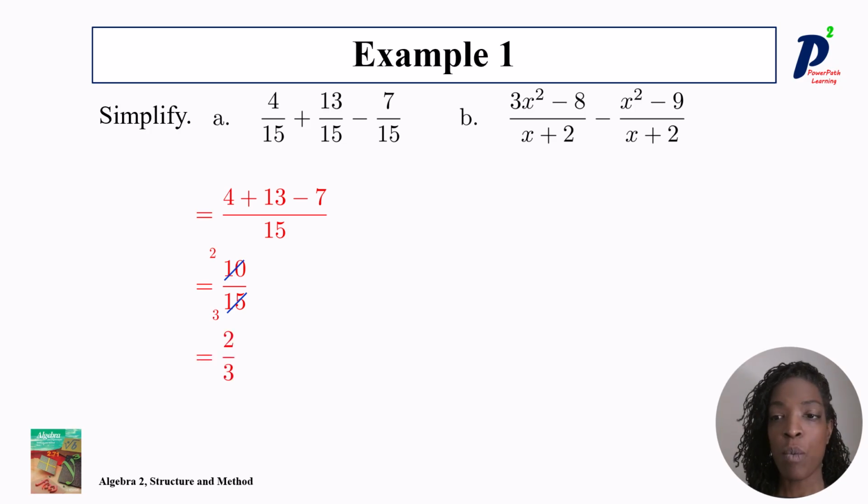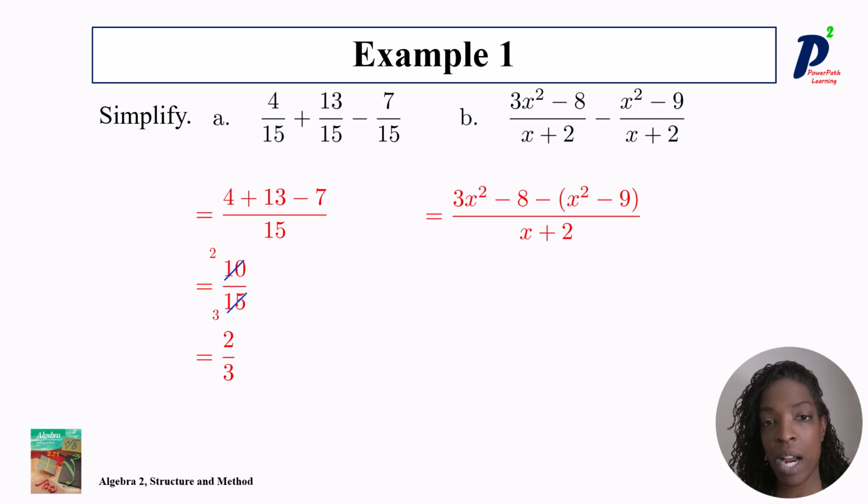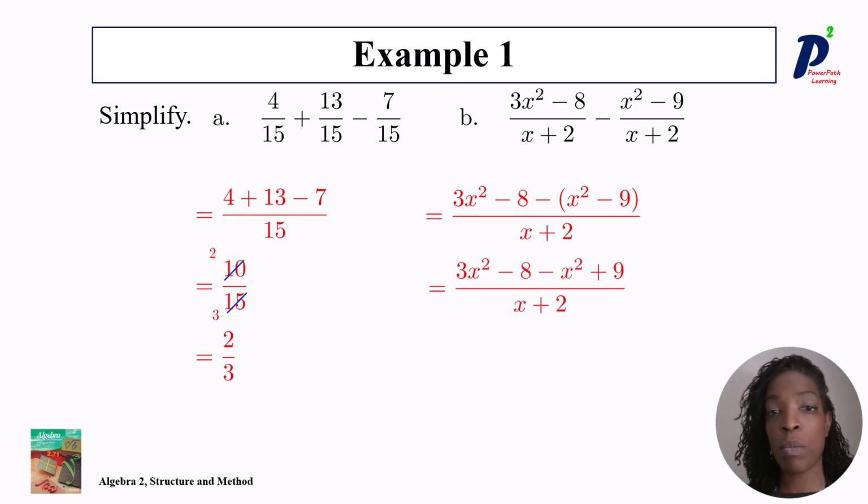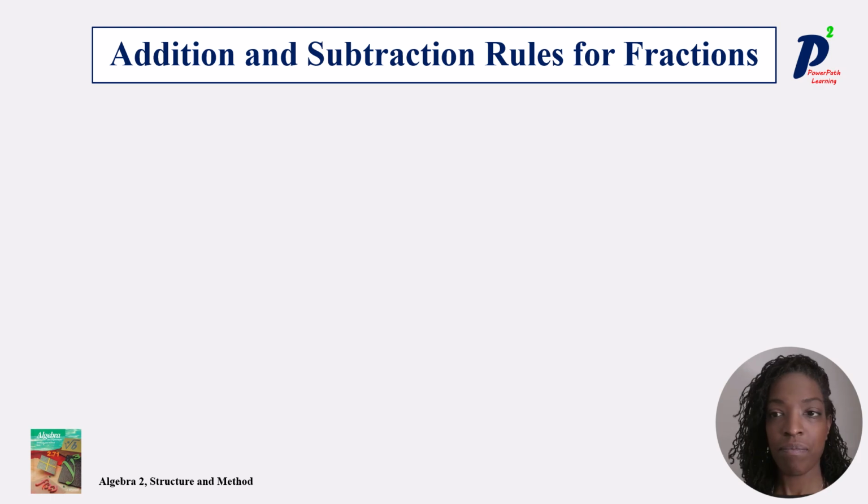Part B is similar. We just need to be careful of the subtraction sign. My numerator becomes 3x squared minus 8 minus the quantity x squared minus 9. When I simplify that, I'm going to distribute that subtraction sign through to get 3x squared minus 8 minus x squared plus 9, and then simplify. I can't factor anymore, so I'm all done.